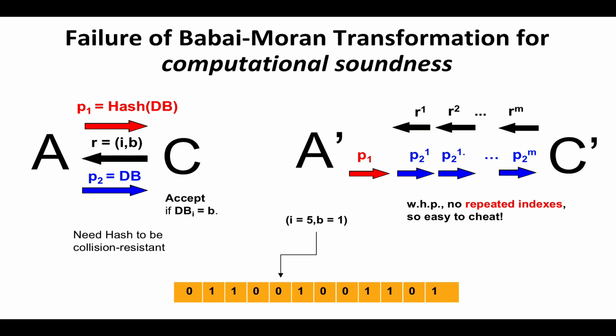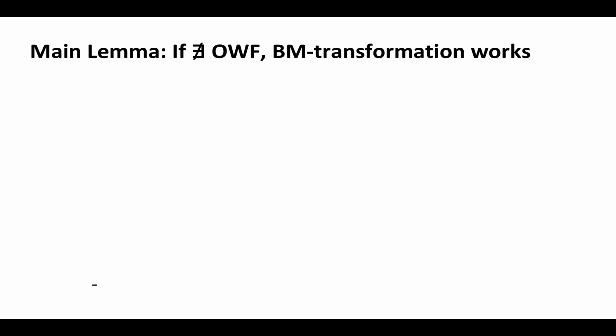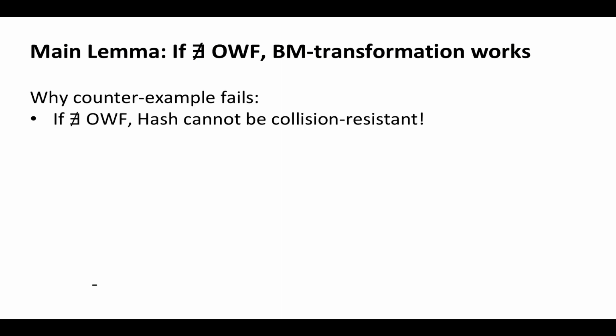But note here that for this to be hard, we needed this hash function to be collision resistant. So this doesn't contradict what we wanted to prove, because what we wanted to show is that if one-way functions don't exist, then it works. Okay? So the counterexample fails, obviously, because it relied on the existence of collision-resistant hash functions. If one-way functions don't exist, you can find collisions, and therefore the underlying puzzle wasn't hard.